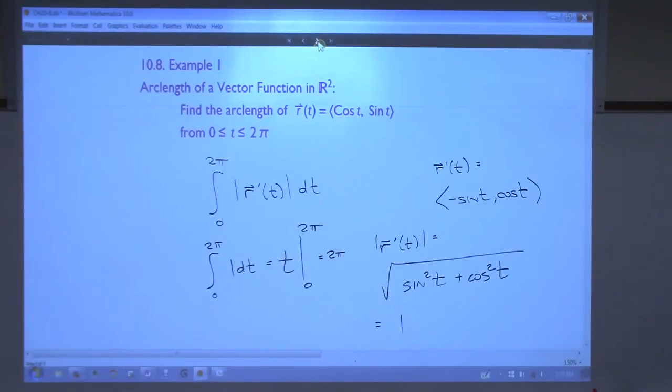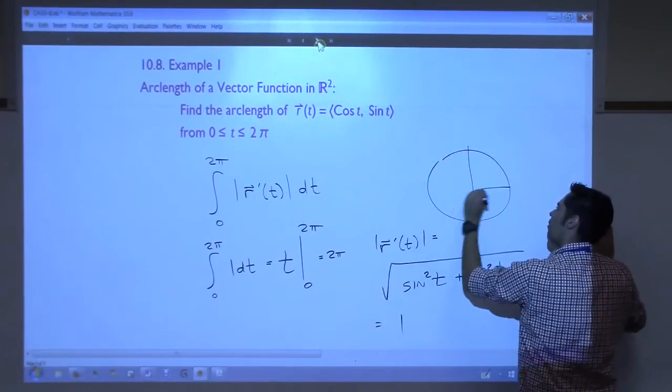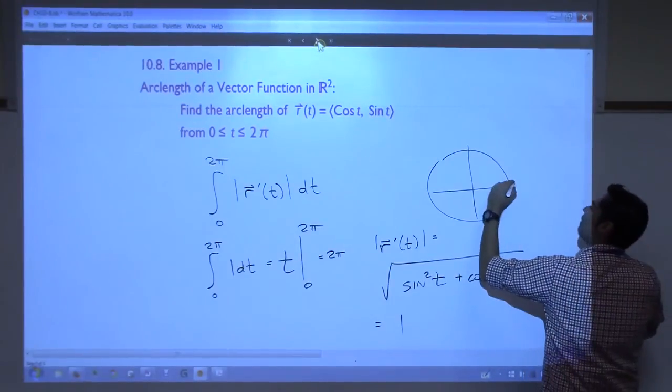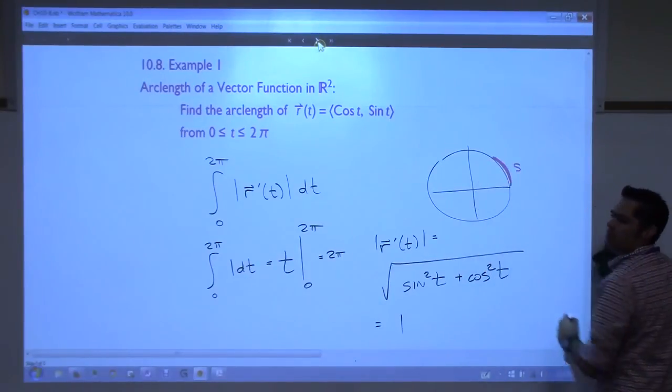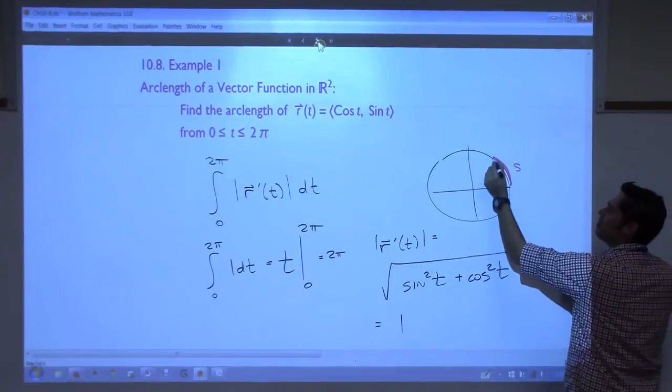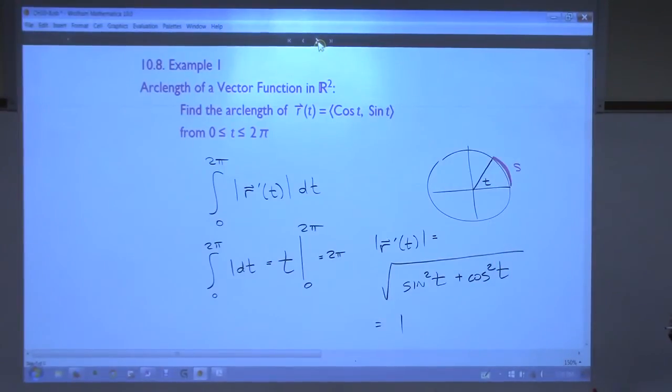Got it? But with this formula, you could actually draw less of it and figure out the arc length, right? So like if I wanted to, let's say I wanted to take, here's my unit circle. What if I only wanted to know like this piece right here? Let's just call this S. And let's call this in here T, kind of like for theta. Then how would this integral change?